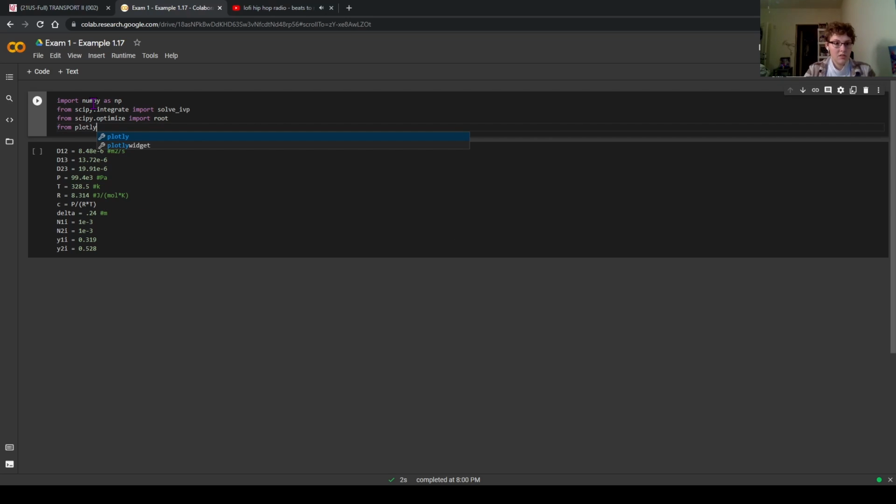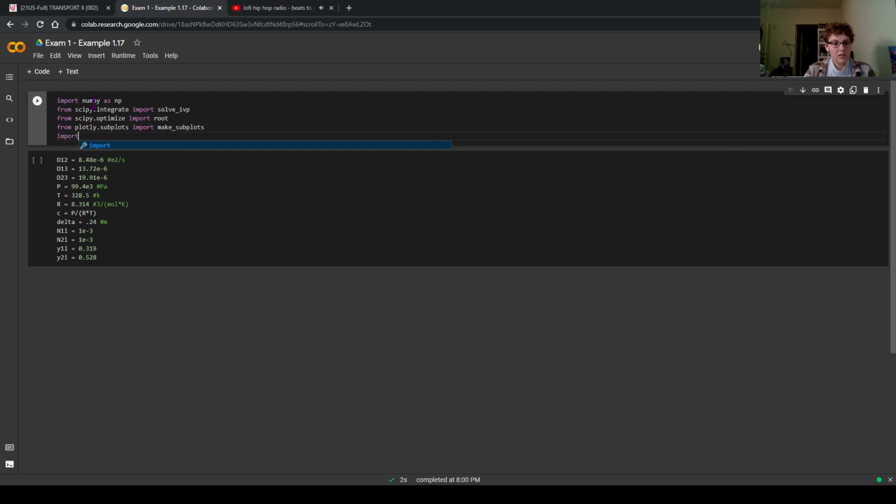So from Plotly, we need to import make subplots, as well as we need to import the ability to actually graph our arrays, our outputted arrays, onto the figure that we're making. So we need to import graph objects, and we'll just call that go for graph objects.